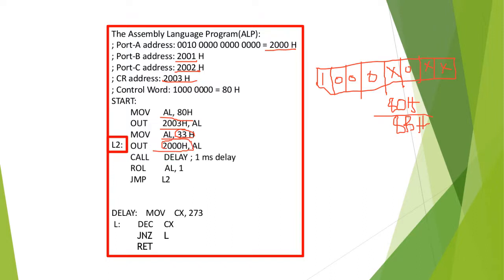There should be a delay, a 1 millisecond delay between the steps. For 1 millisecond delay between the steps, call delay. You know that for 100 millisecond delay we have to load the counter 27,300. So for 1 millisecond delay we load 273. And then rotate left AL comma 1, and then jump to repeat again and again.